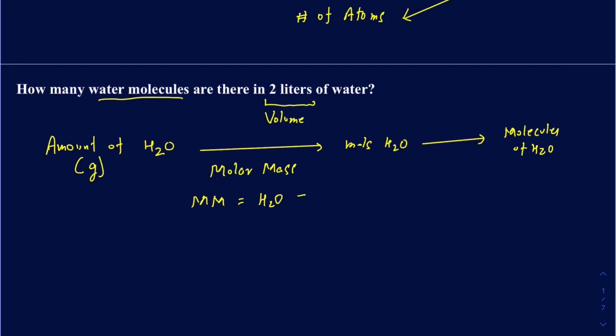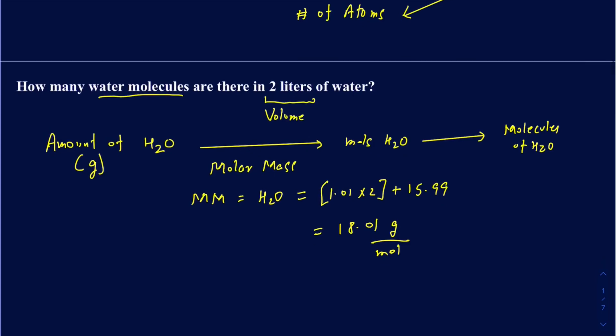Well, water is H2O, and when you look up the atomic mass for hydrogen, which is 1.01 times 2, and then plus oxygen, which is about 15.99, that's going to be roughly 18.01 grams per mole. Okay, so that's going to be the molar mass for the water.